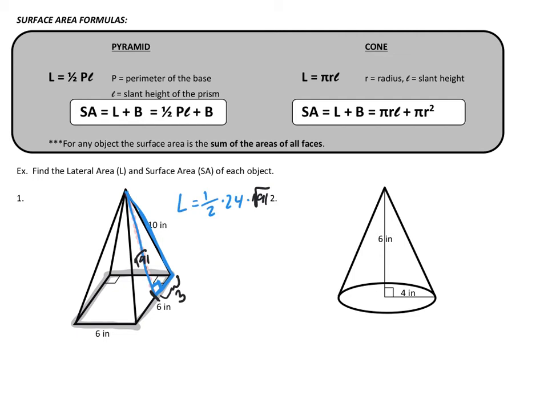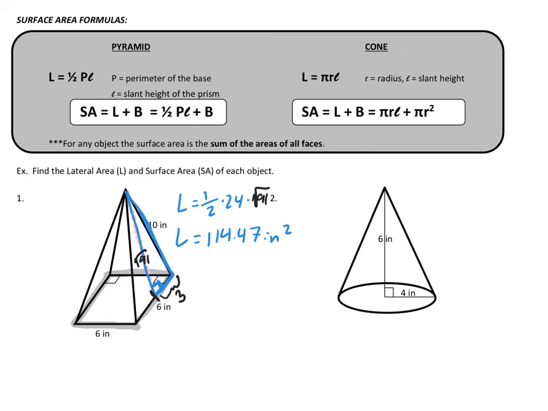So just leave it in radical form until we're all done here so that we have an exact answer for our lateral surface area. So don't round it until the end of your problem. Once we calculate that out, we're going to get that our lateral area is approximately 114.47 inches squared.